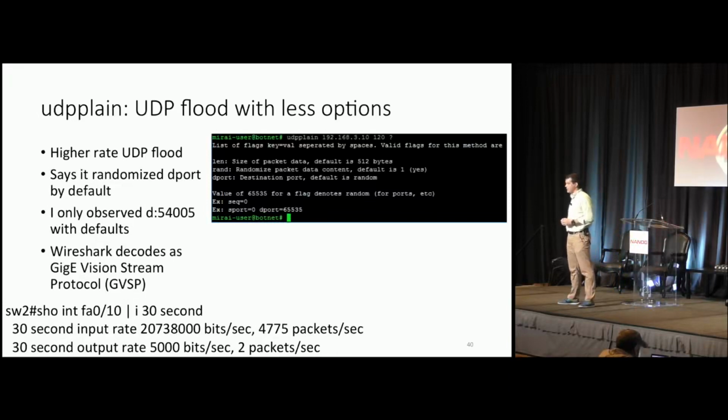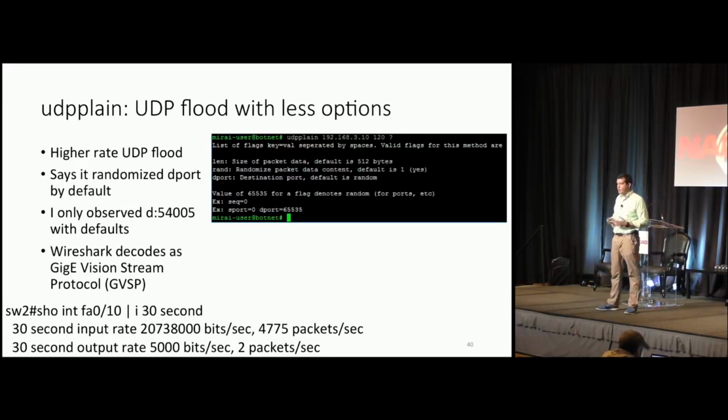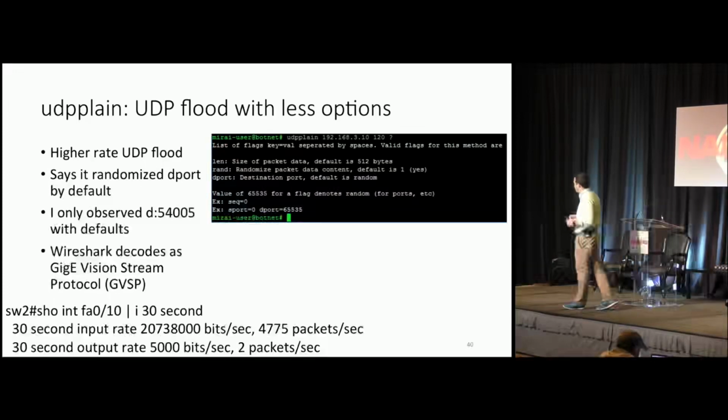The plain UDP flood says that it has randomized destination ports, but I only observed destination port 54005. Wireshark decodes it as GigE Vision Stream Protocol. It's pretty high, you can see 20 meg or so of traffic generated by the camera, so we're working our way up in terms of traffic that the camera can generate.